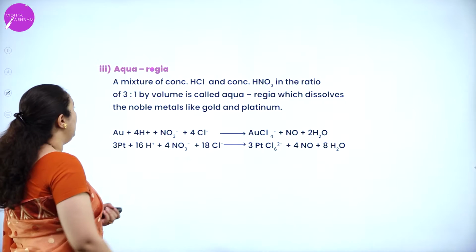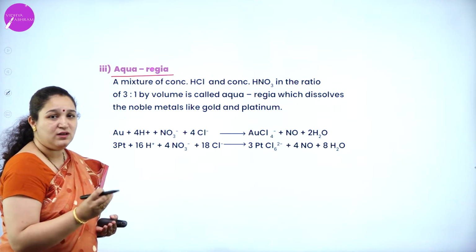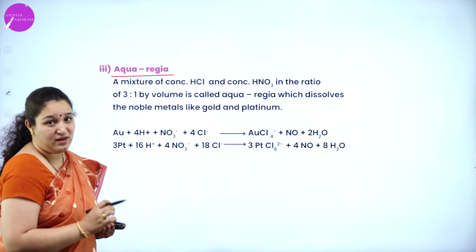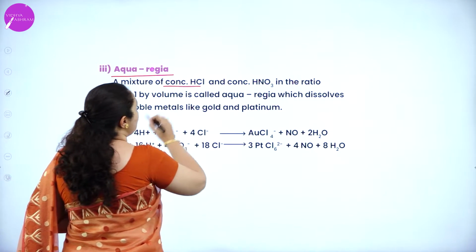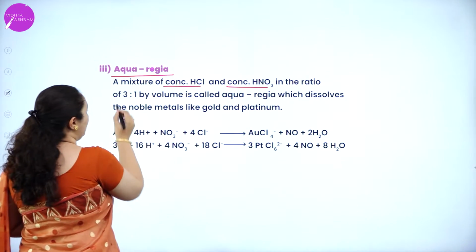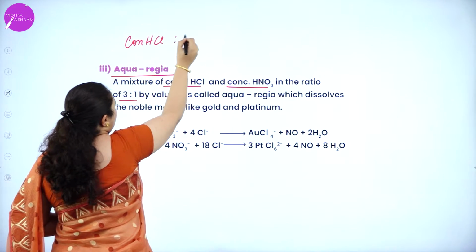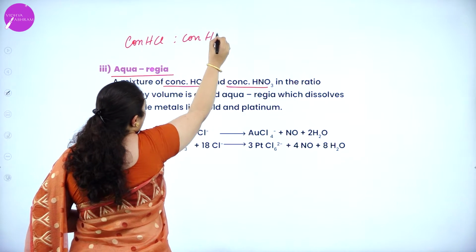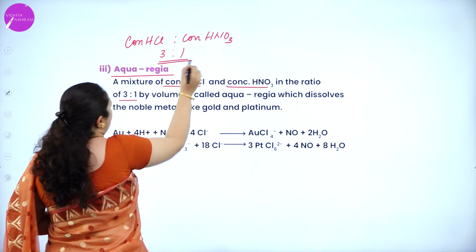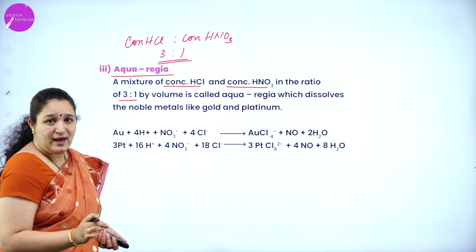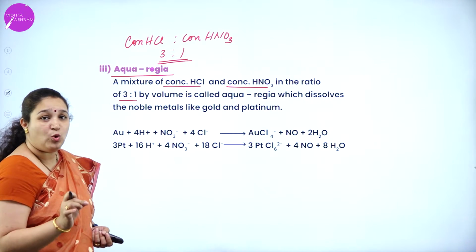Next property is about aqua regia. Aqua regia is prepared using HCl and nitric acid in a certain proportion. What is the ratio? The mixture of concentrated HCl and concentrated HNO3 in 3:1. That is, you have concentrated HCl to concentrated nitric acid in 3:1 ratio. This is called aqua regia, which can dissolve even the noble metals.